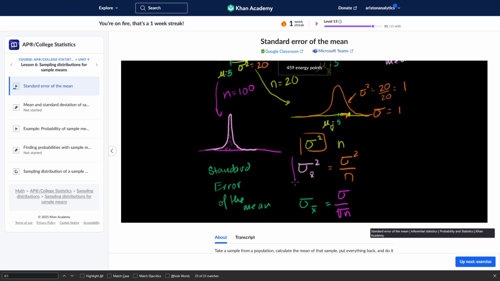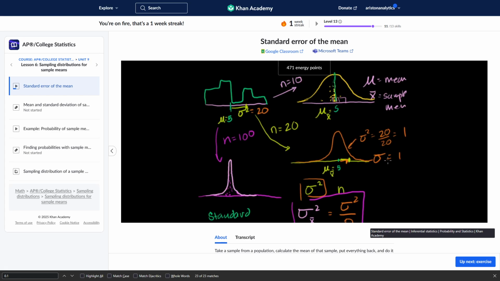I like to remember that the variance is just inversely proportional to n, and then I like to go back to this, because this is very simple in my head. You just take the variance divided by n. Oh, and if I want the standard deviation, I just take the square roots of both sides, and I get this formula. So here, when n is 20, the standard deviation of the sampling distribution of the sample mean is going to be 1.